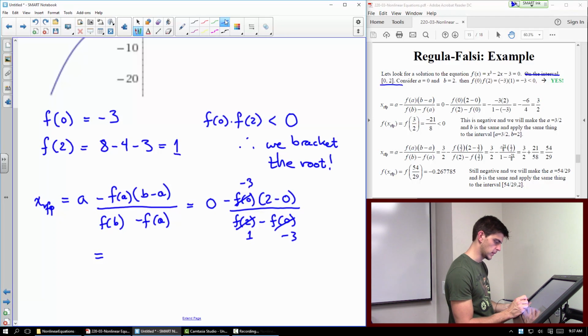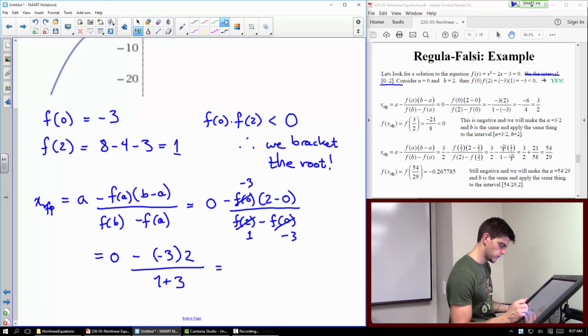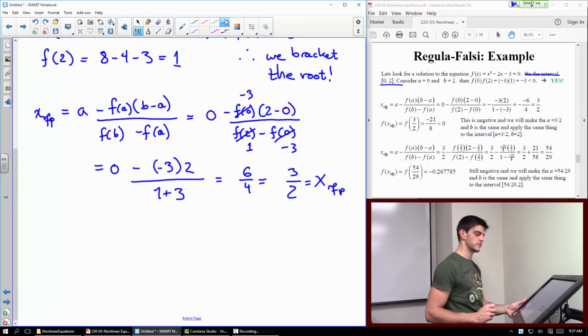Now, there's a lot of negative signs, so we have to be careful. Negative 3 times 2 all over 1 minus negative 3, 1 plus 3. So we have 6/4 or 3/2. This is x sub r of p. This is our Regula Falsi point.